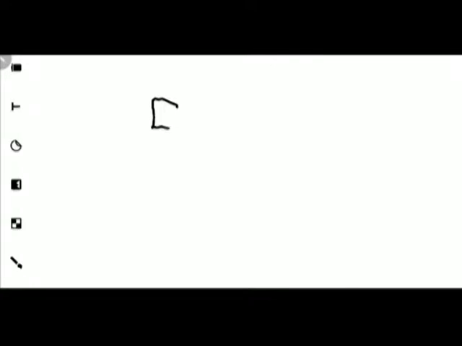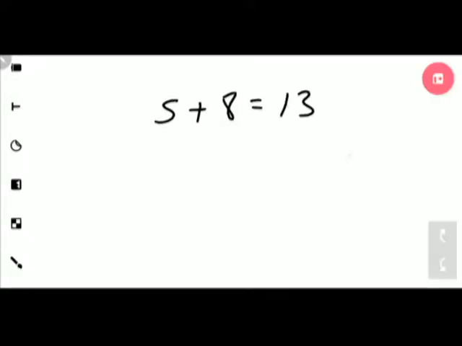First basic problem. Nope, I want to use my stylus. There we go. Okay, first basic problem. 5 plus 8. We all know this one is going to end up being 13.